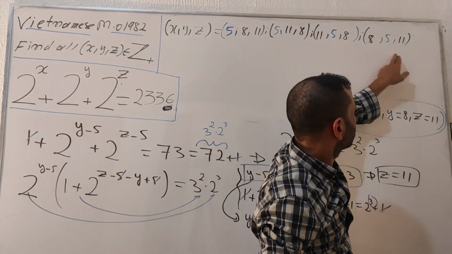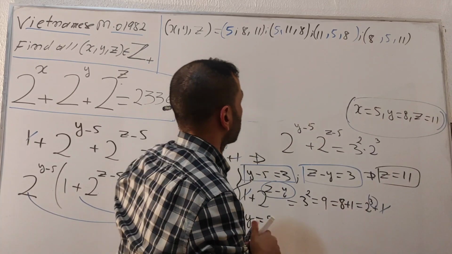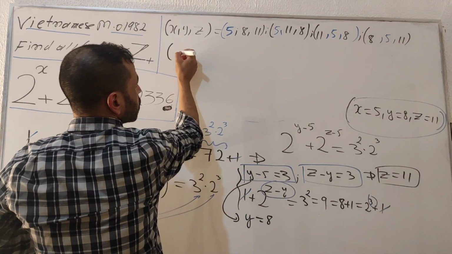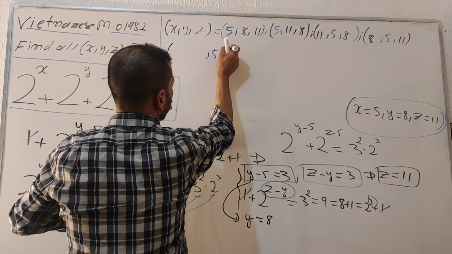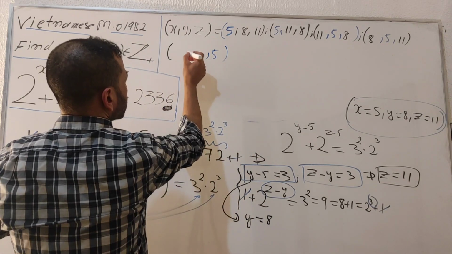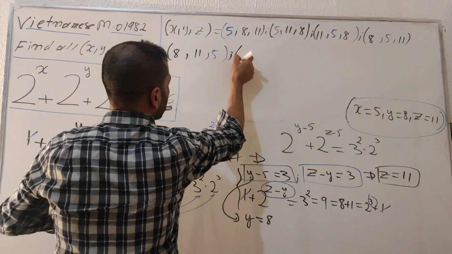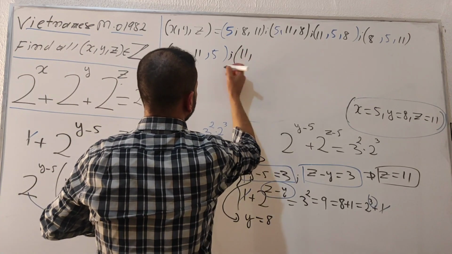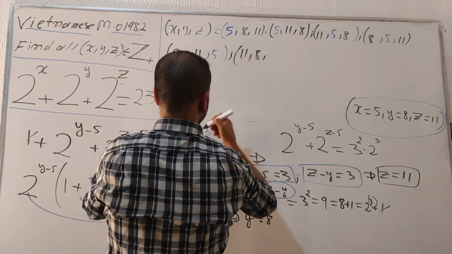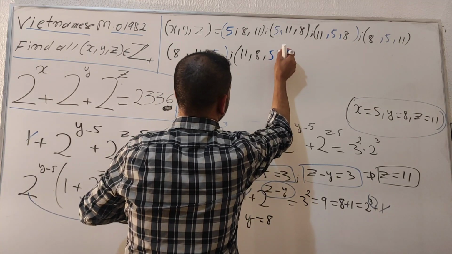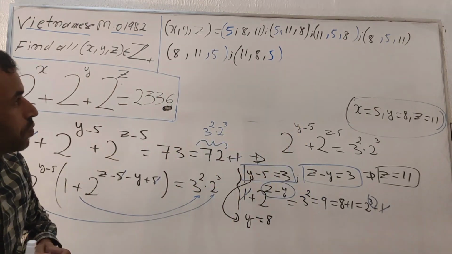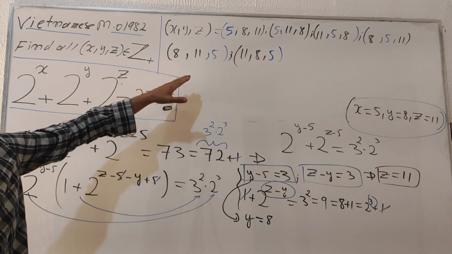Let's move this number 5 to the end as the last order. So we get 8, 11, 5 as a solution, and lastly 11, 8, 5 as a solution, keeping 5 at the end. Okay, so we get 6 solutions in total.